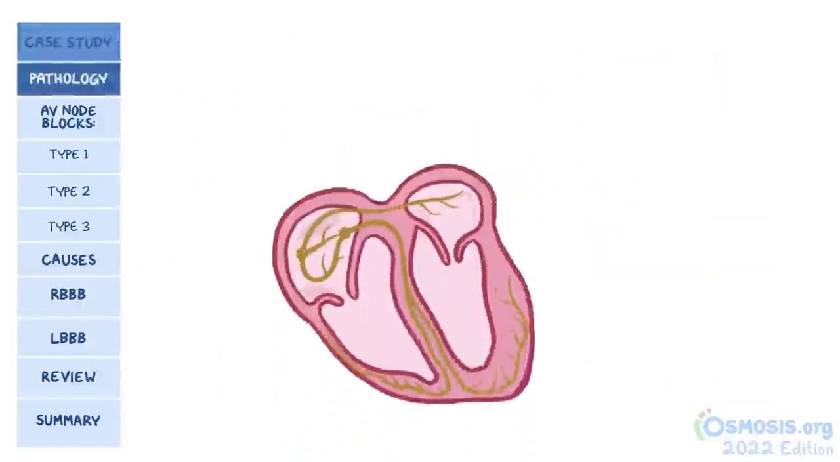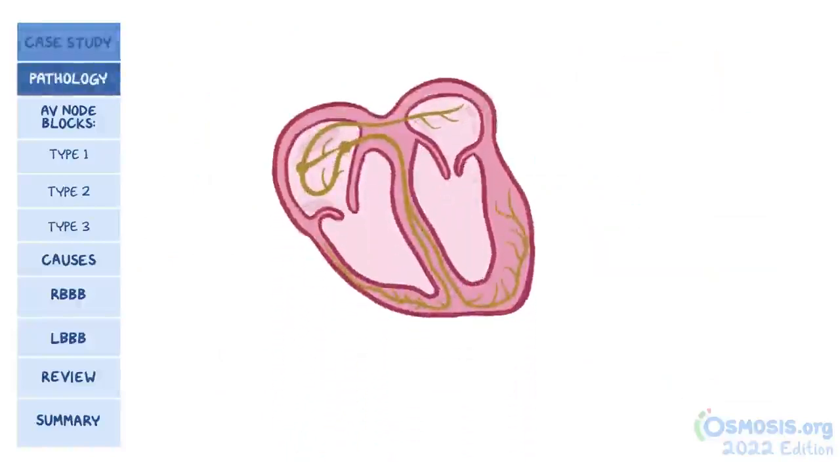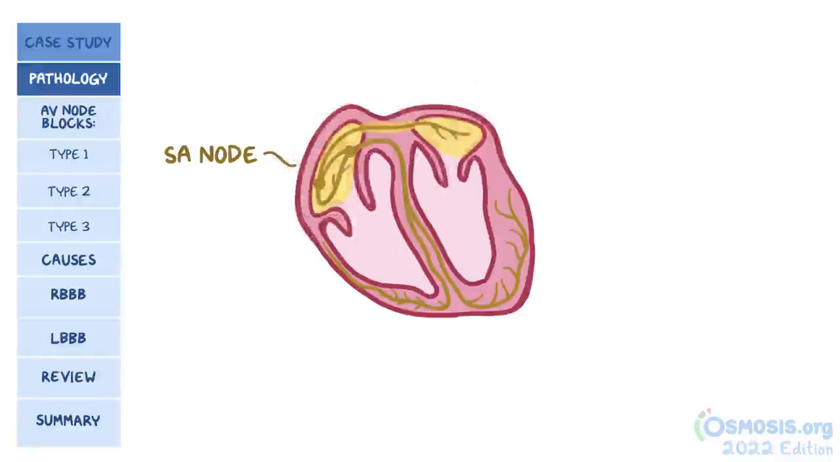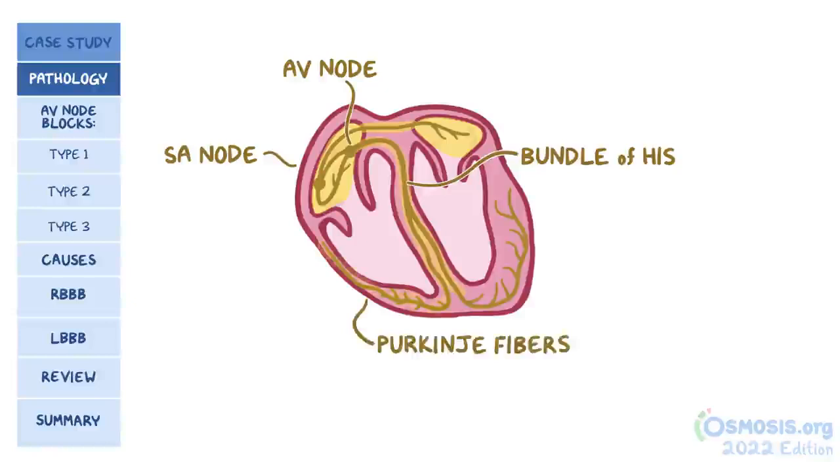Alright, so the normal electrical activity of the heart starts in the sinoatrial, or SA, node, located near the opening of the superior vena cava into the right atrium. Electrical activity is then conducted through the atrium to the atrioventricular, or AV node, after which it goes through the bundle of His, then the right and left branches of the bundle, and finally through the Purkinje fibers, which deliver the current to the right and left ventricles.